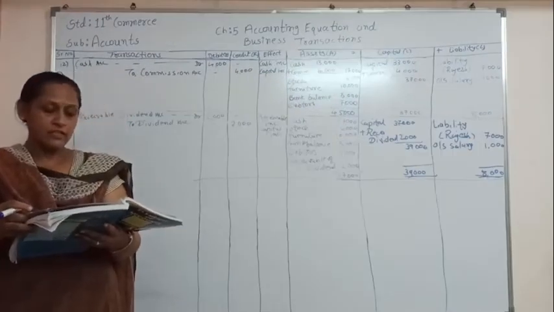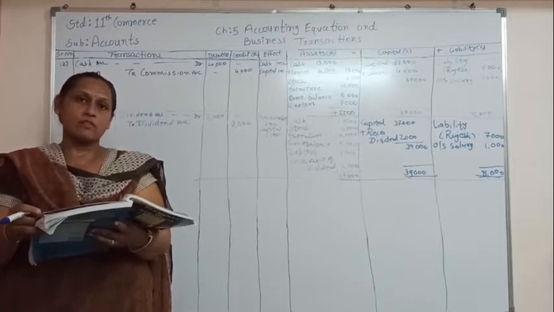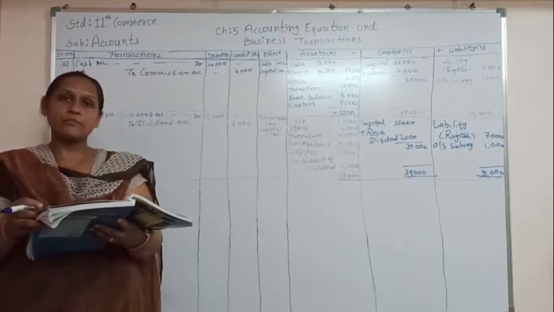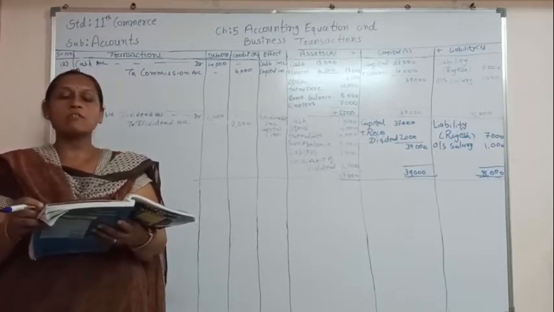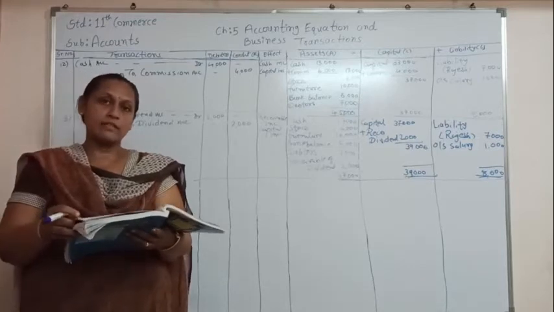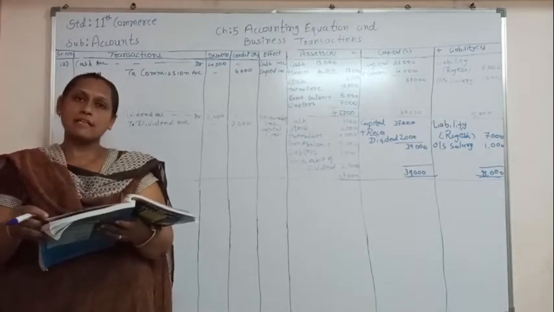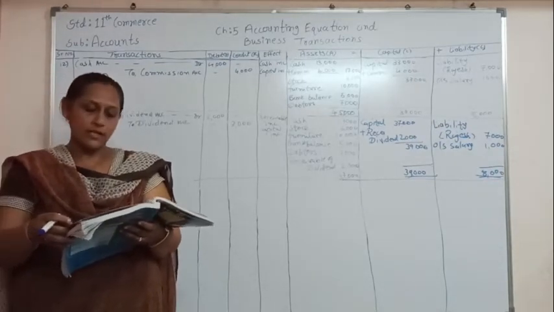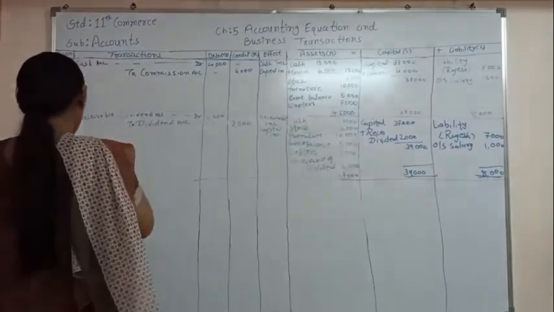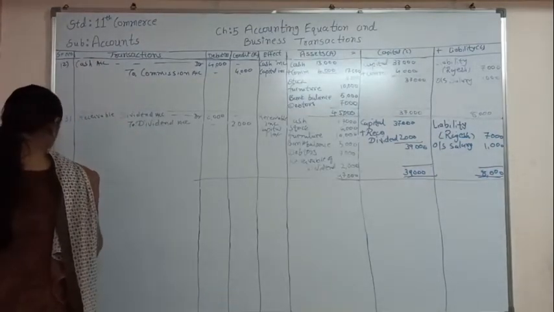Next transaction, insurance premium of shop paid rupees 5,000. So here insurance premium is an expense. Insurance premium account debit to cash account. That journal entry we are going to pass. Because of this transaction, cash is going to be decreased as well as capital also going to be decreased. Let's write the transaction.